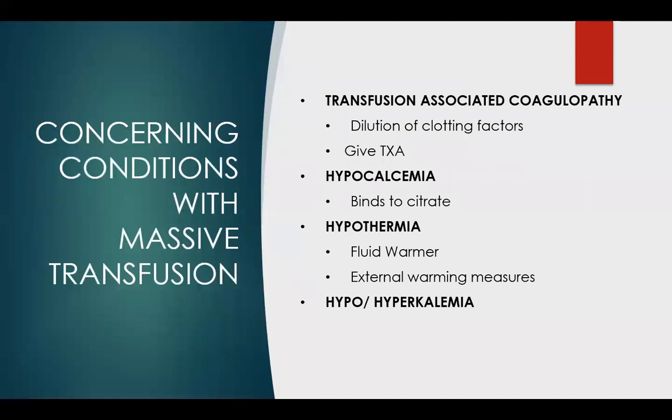Concerning conditions with massive transfusion are associated coagulopathies. You're giving packed cells, you're diluting your clotting factors, which could cause more bleeding, so you want to give TXA. Hypocalcemia: it binds to citrate, which is a preservative that's in our packed cells, in our blood products. So after multiple units or multiple aliquots of packed cells, we want to remind the physicians that they need some calcium, which is usually in the form of calcium chloride.